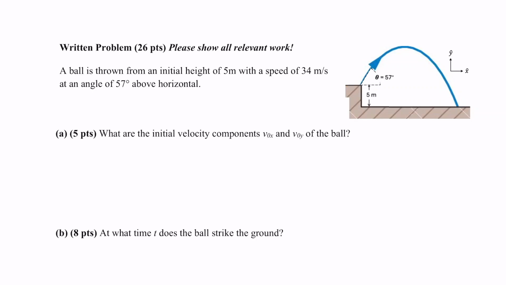The written problem is a projectile motion problem where a ball is thrown from an initial height of 5 meters with a speed of 34 meters per second at an angle of 57 degrees above the horizontal, follows the path shown in blue, and strikes the ground over here. From this picture, we can write down what we know about this object.